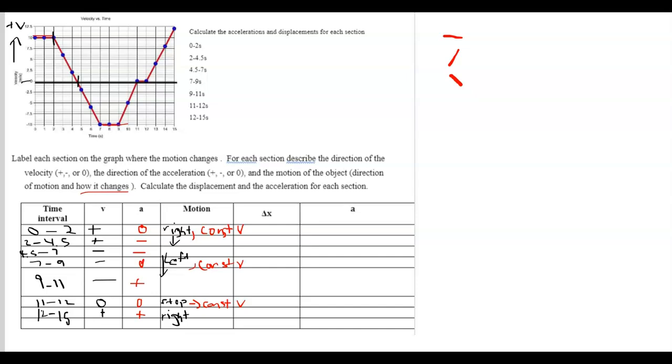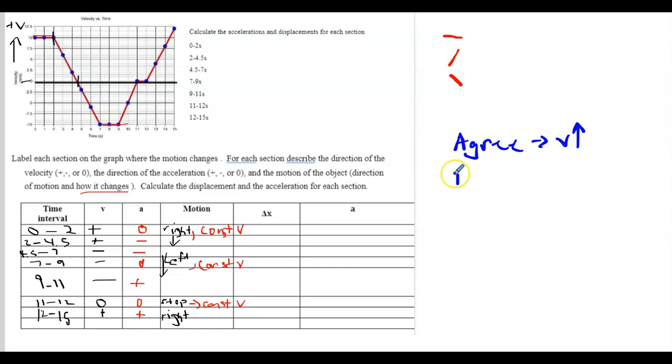The next part, we have to describe what's happening. You can look at the graph and describe this, or you can look at the signs of the velocity and acceleration and whether they agree or disagree. If you have agreement, that means the signs are the same, and the object's velocity is going to increase. So this symbol here with the velocity arrow going towards the top means the velocity is getting bigger.